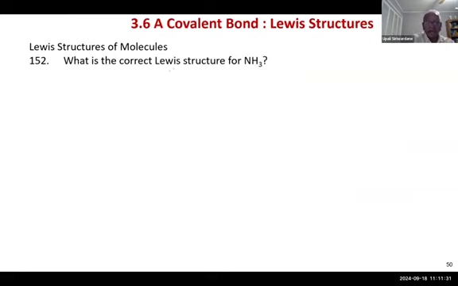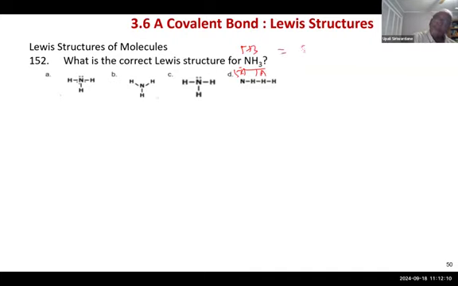What is the correct Lewis structure of ammonia? Ammonia has 5 plus 3 valence electrons. How do I get 5 plus 3? Nitrogen is 5A. Hydrogen is 1A, and three of them is 3. Therefore, 8 valence electrons.